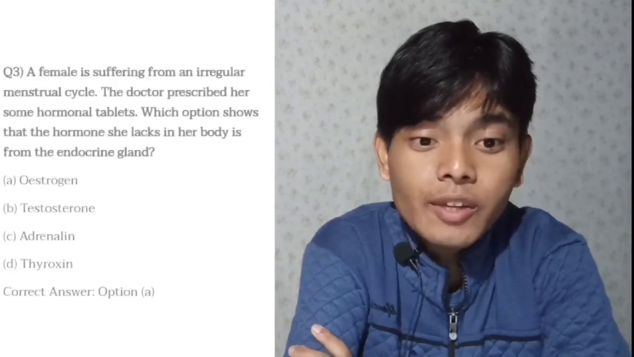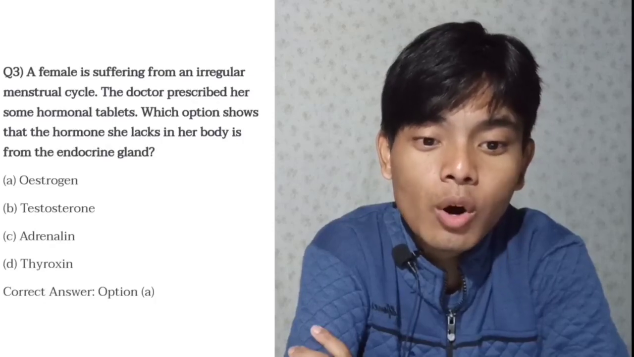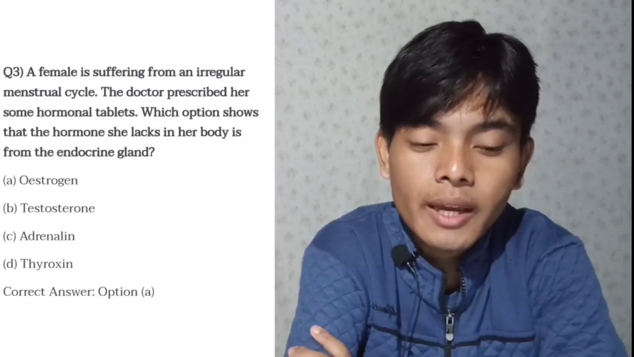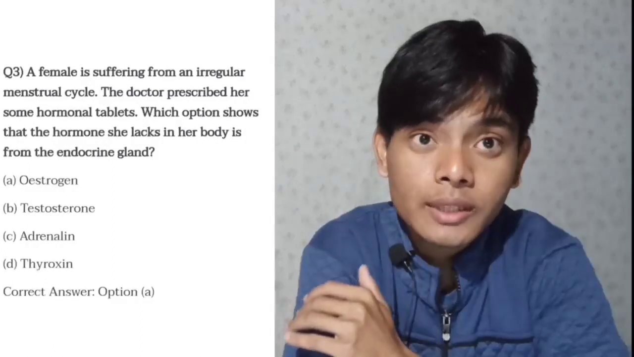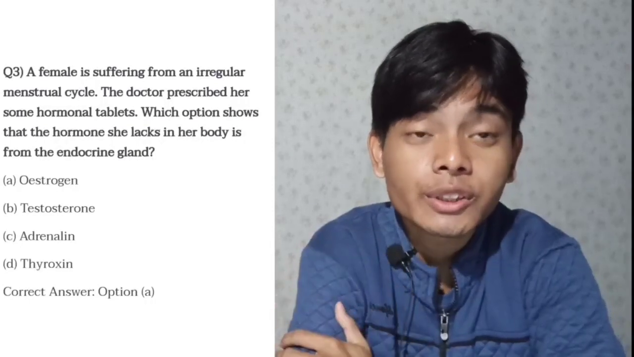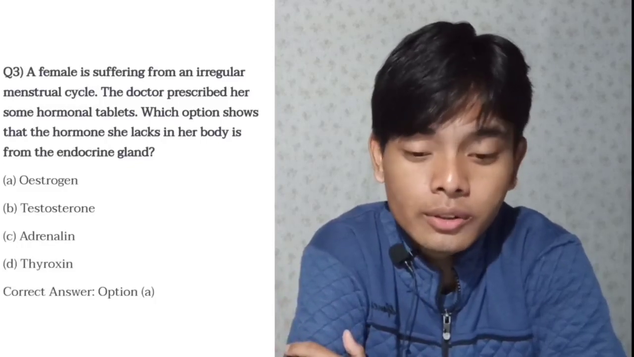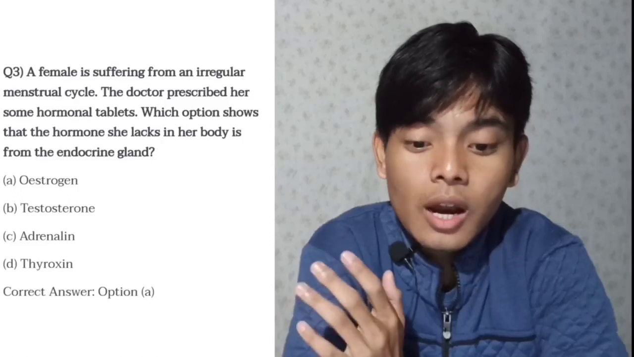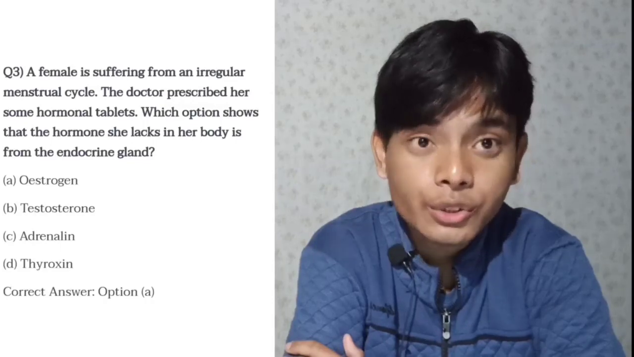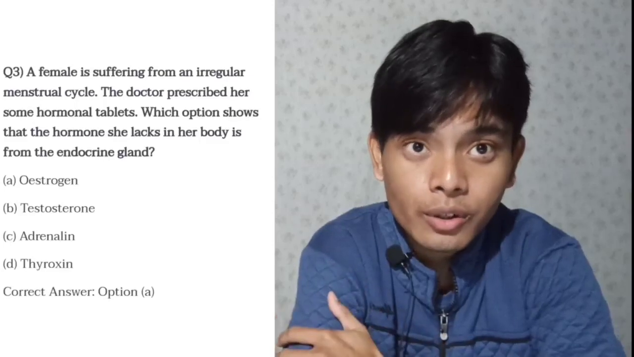Question number 3. A female is suffering from an irregular menstrual cycle. The doctor prescribed her some hormonal tablets. Which option shows the hormone she lacks in her body, from the endocrine gland? She lacks a hormone in her body, which causes the irregular menstrual cycle. Our options are A, estrogen, B, testosterone, C, adrenaline, or D, thyroxine. So the correct answer is option A, estrogen. Due to lack of estrogen, the menstrual cycle becomes irregular.